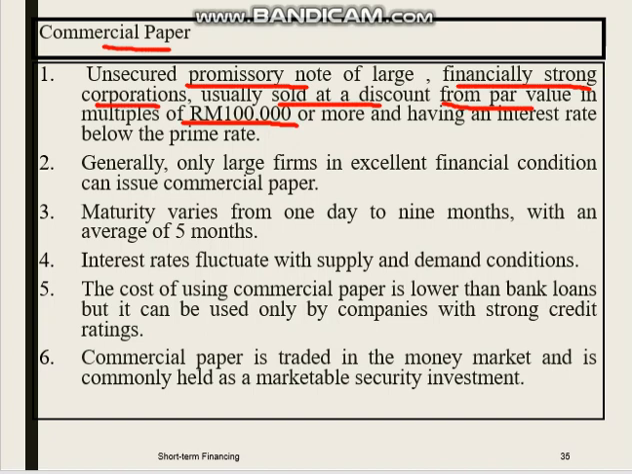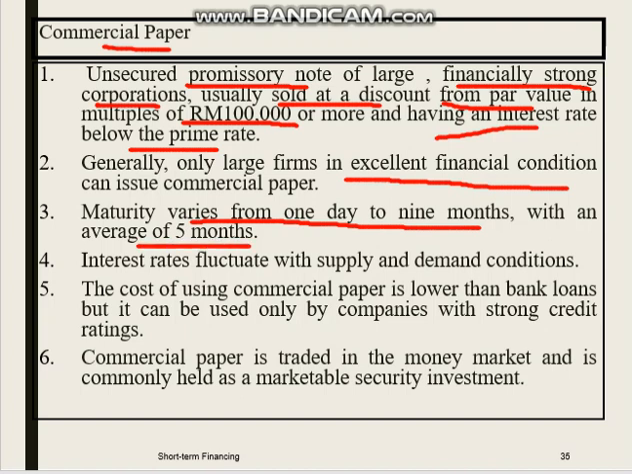And what about the interest? Normally the interest is actually below the prime rate. Generally it's only given to companies with excellent financial condition. Normally the maturity period, of course, is short term, less than 1 year. Here it normally varies from 1 day to 9 months, but on average it's normally 5 months.